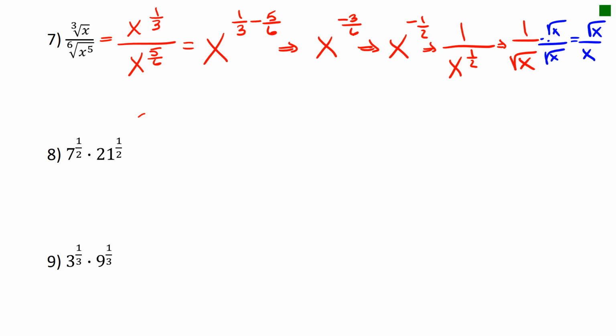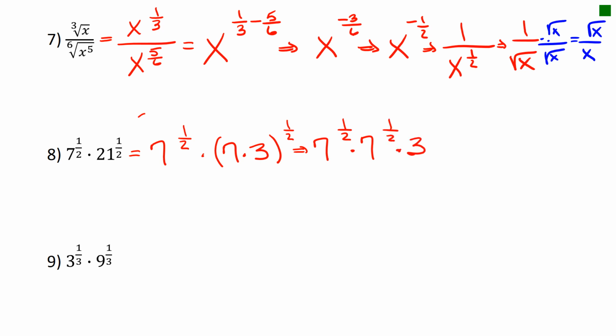The next two problems, we have a problem. The difference between these and the ones that we were doing is I don't have the same base. So what I'm going to do is leave 7 to the 1/2 because that's a nice prime number. There's nothing I can do with it. I'm going to rewrite 21 as 7 times 3 to the 1/2. So that gives me 7 to the 1/2 times 7 to the 1/2 times 3 to the 1/2.